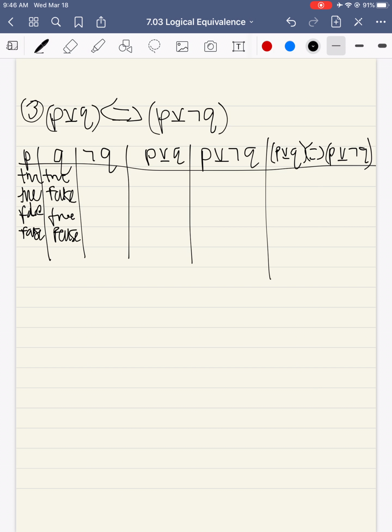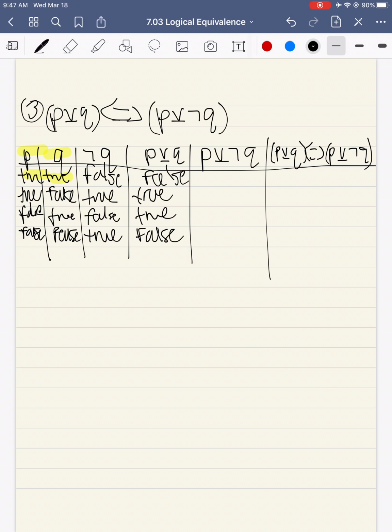And so now we have not Q, so this is going to be false, true, false, true. And so for exclusive or, at least one has to be true, but not both. So if I'm doing P exclusive or Q, since I have true, true, that's going to be false. And then true, false is true because only one of them is true. And then we have false, true, so that is true. And then false, false, that is false.